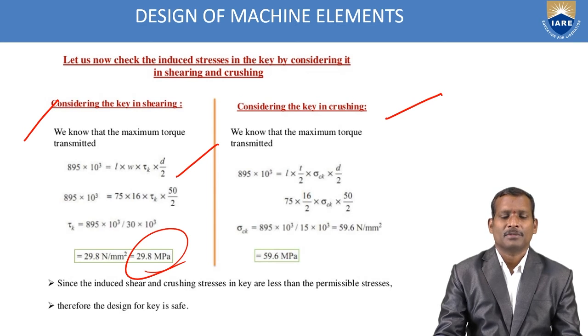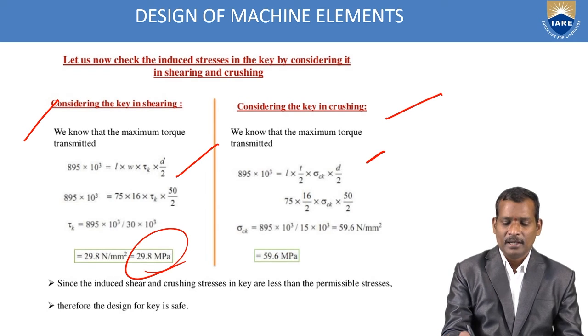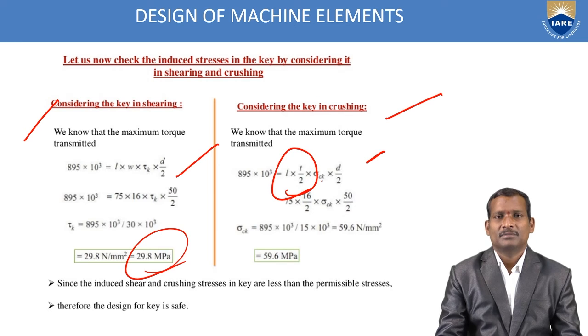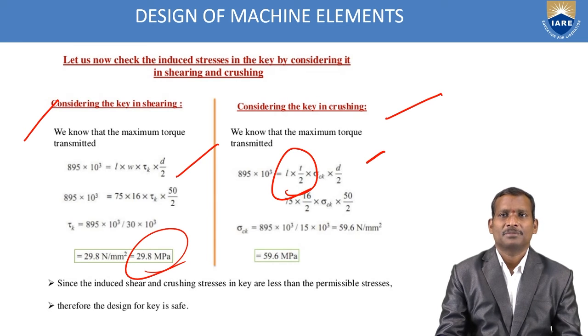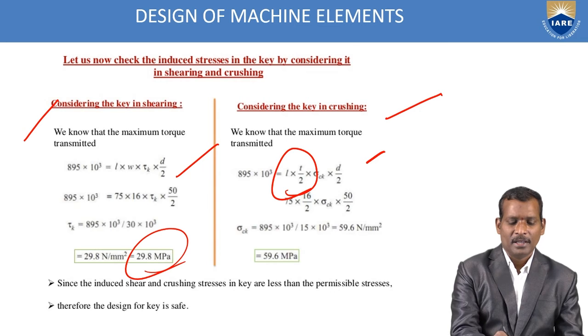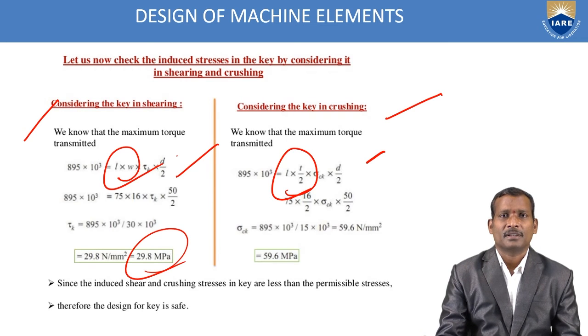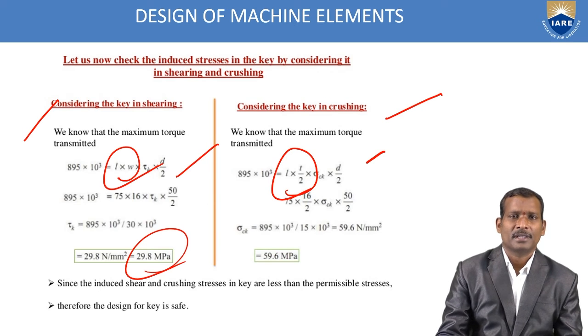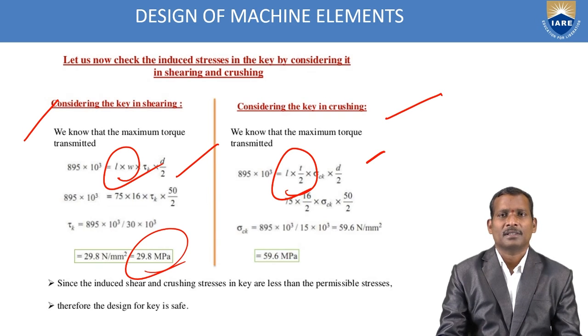So I know that the maximum torque transmitted is L into t by 2 into the crushing stress. Here L into t by 2 is the crushing area of the key, whereas for shearing it is the shearing area. So this is the difference between shearing and crushing. When considering the key in crushing, the area is L into t by 2. So calculate your crushing strength. You will get 59.6 megapascal.